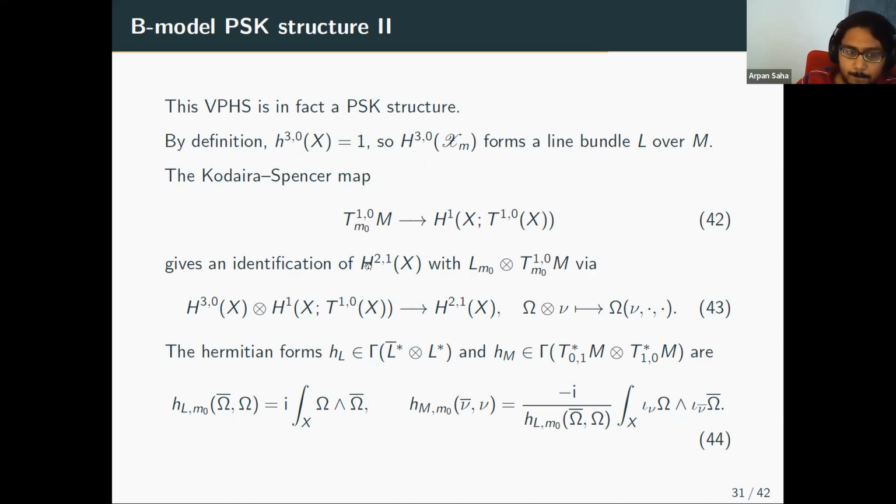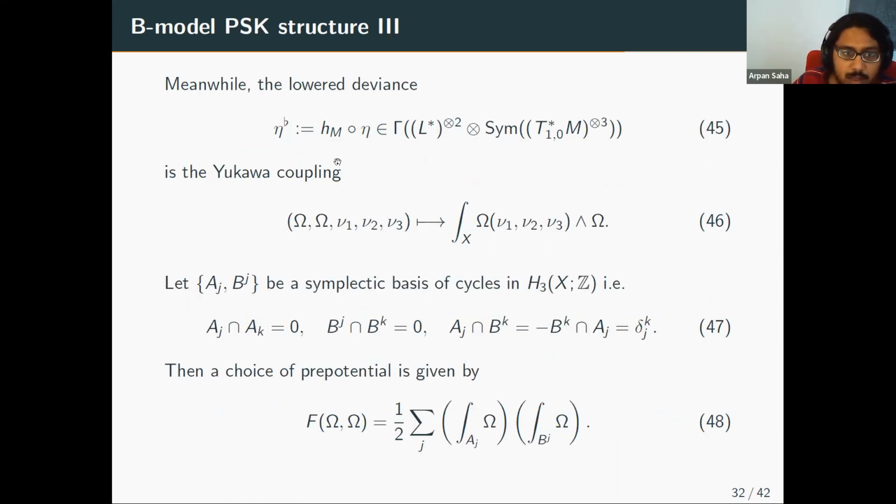Okay. And then the Hermitian form h_L is just given by the natural pairing. The Kähler metric is given by the Weil-Petersson metric. And this quantity, the cubic form that I mentioned, is basically just the Yukawa coupling. And for defining the prepotential, you need to make a choice of cycles. And once you have chosen those cycles, you have this explicit expression for the prepotential.